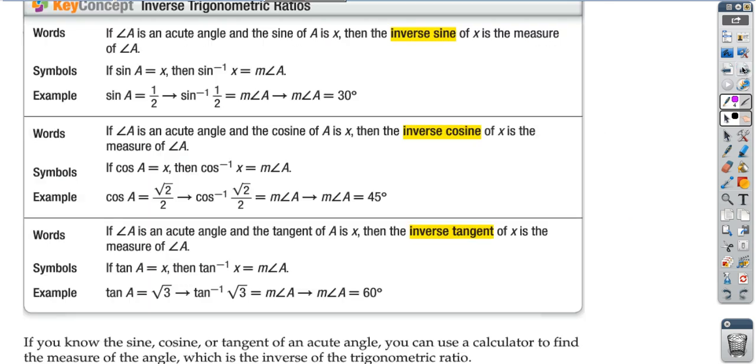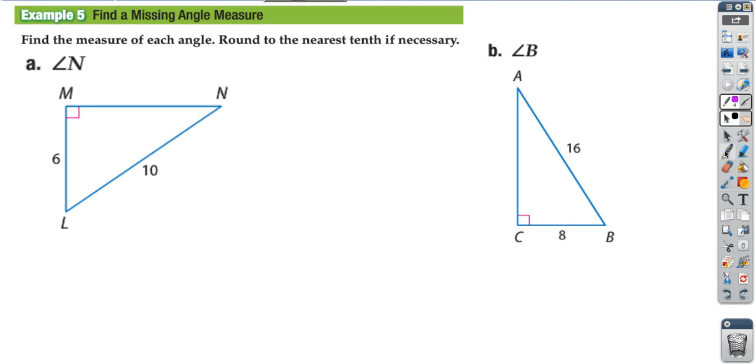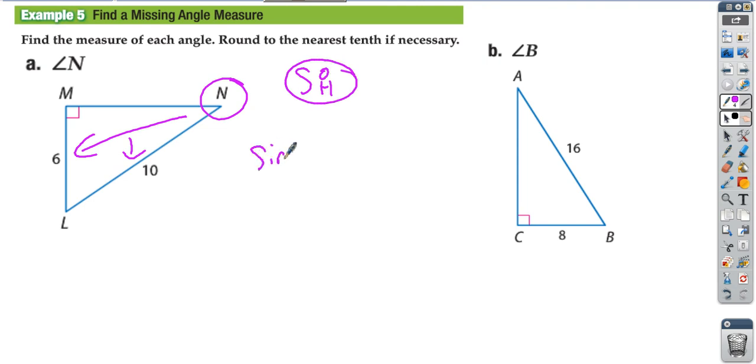Okay, so that's what we'll do for some of these. And this is just a bunch of charts showing you basically what I just said. Inverse means tell me what angle has that sine or has that cosine. Let's do a couple of these. So we'll look at this one right here. Find the measure of angle n. So here's n. They're giving us opposite and they're giving us hypotenuse. And opposite and hypotenuse is sine. So the sine of n equals 6 over 10.